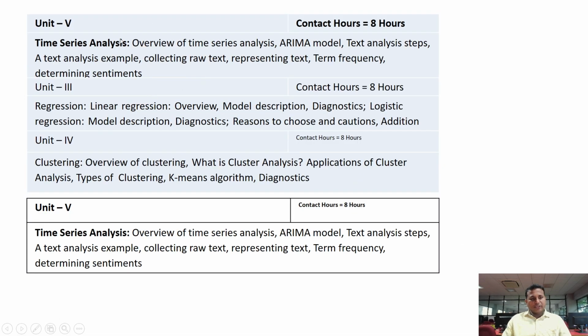Unit 2 is concerned with overview of time series analysis, ARMA model, text analysis steps and so on. The third unit has regression, linear regression, overview, model description, diagnostics and so on. Unit 4 is concerned with overview of clustering. Clustering means grouping the data which are similar. Unit 5, time series analysis. So in total it consists of 5 units. Each unit is of 8 hours.